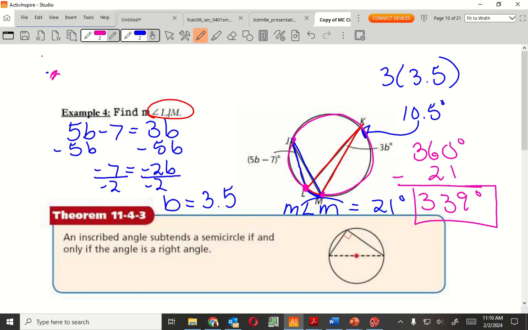Okay, so did you get that my angle K over here is 10.5? Did you get this? Yeah. Okay, so to get over here, remember, this one is the inscribed angle. This one opposite over here should be 2 times that. So 2 times 10.5 is 21. That's where I get that piece is 21.